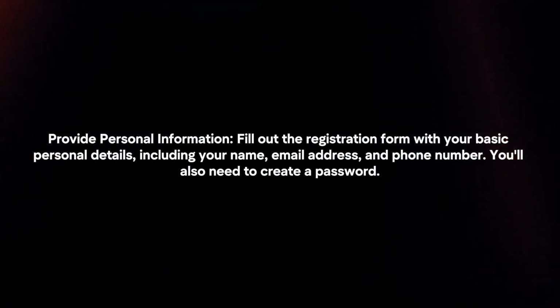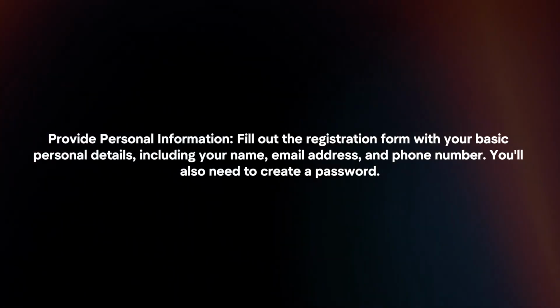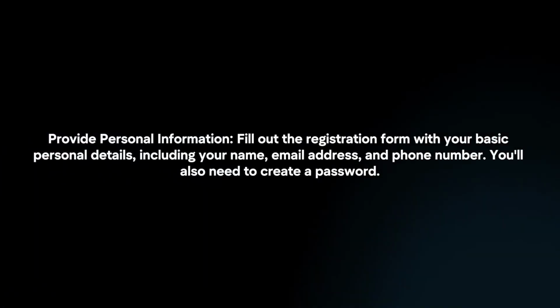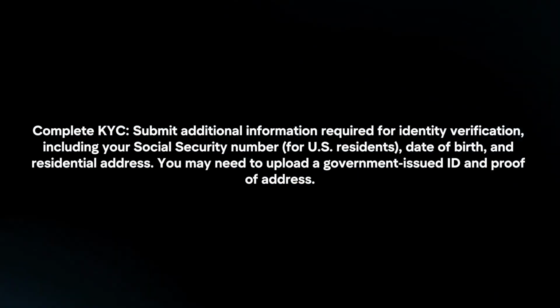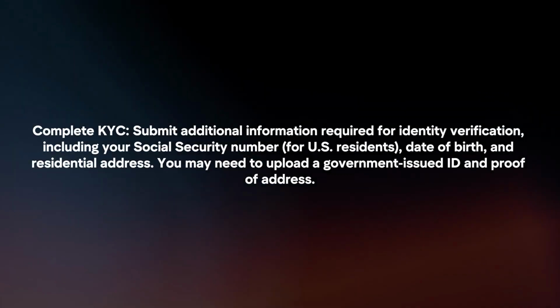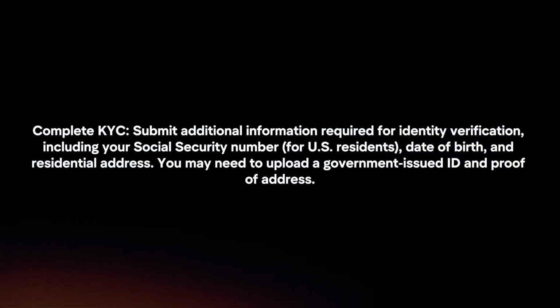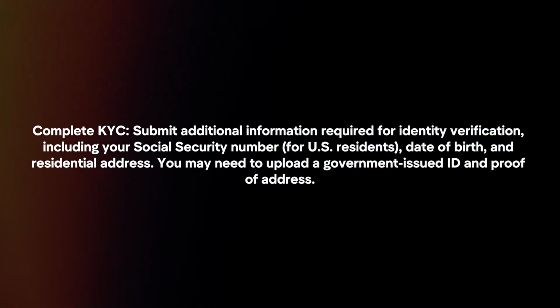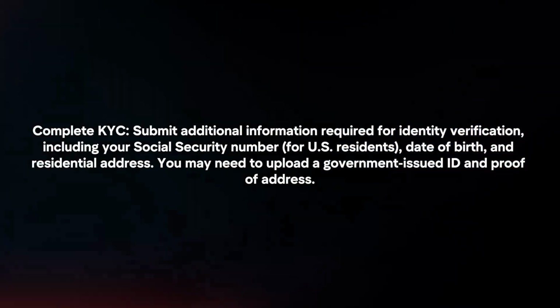Provide personal information. Fill out the registration form with your basic personal details, including your name, email address, and phone number. You'll also need to create a password. Complete KYC. Submit additional information required for identity verification, including your social security number, date of birth, and residential address. You may need to upload a government-issued ID and proof of address.